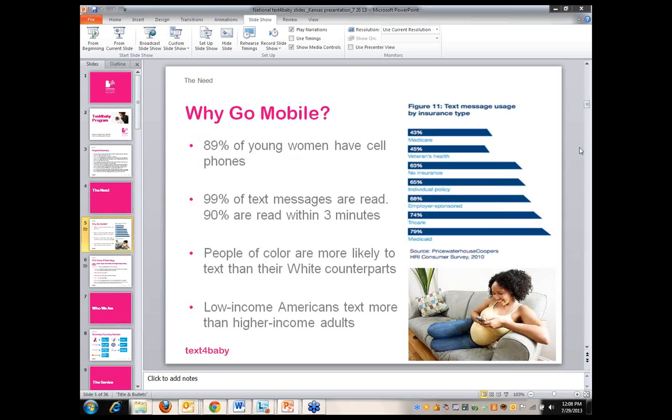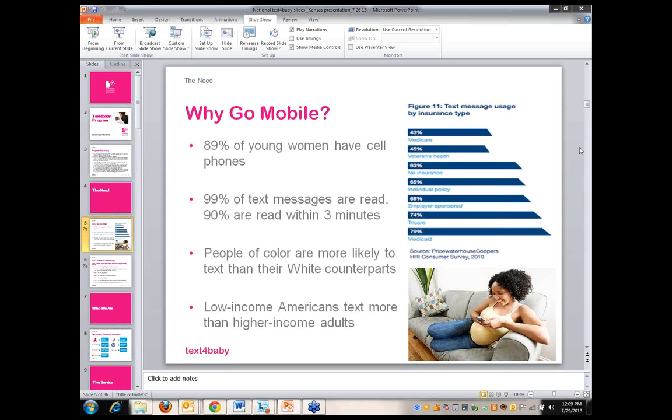So a little bit more about how Text4baby came together. Why did we decide to go mobile? Well, here's some really interesting data around text messaging and cell phones. 89% of young women have cell phones. 99% of text messages are read, and 90% are read within 3 minutes.